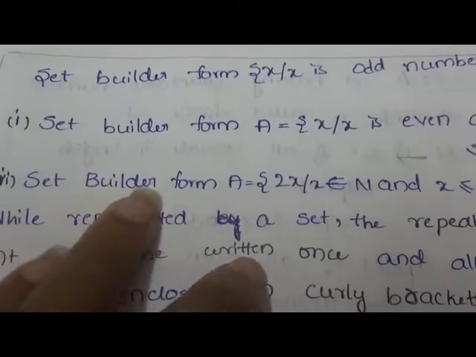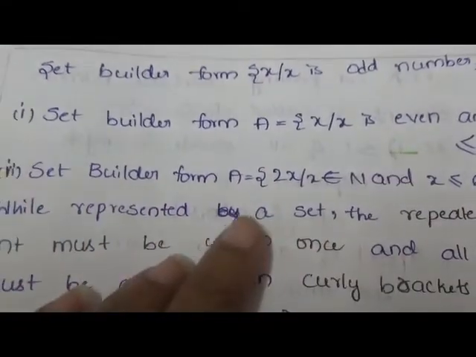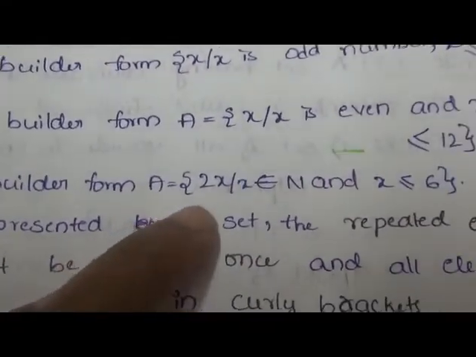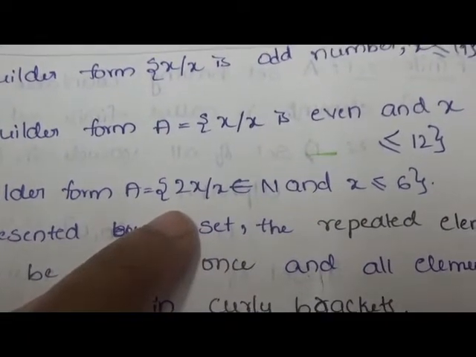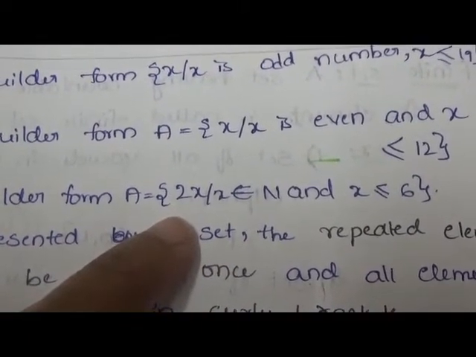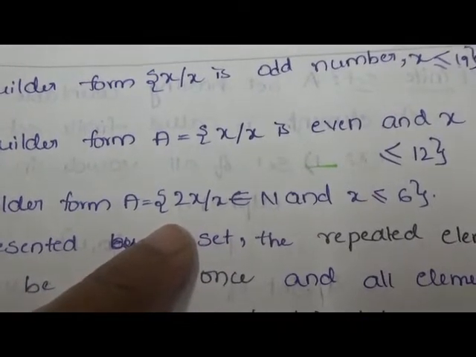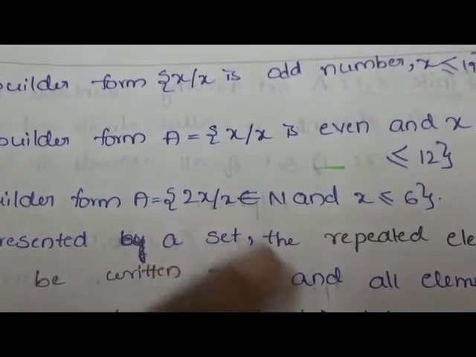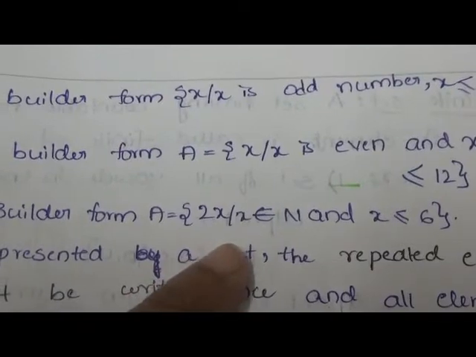Here is one more example of the set builder form: A is equal to {2x : x belongs to N and x is less than or equal to 6}. You just try to change this into roster form.